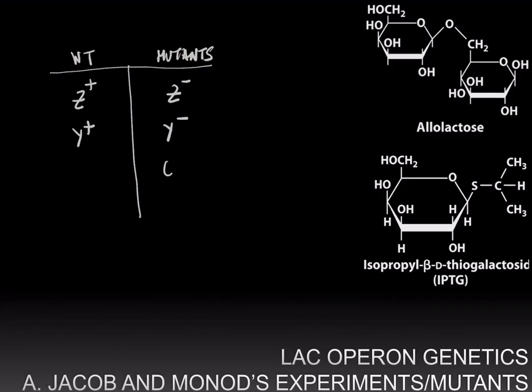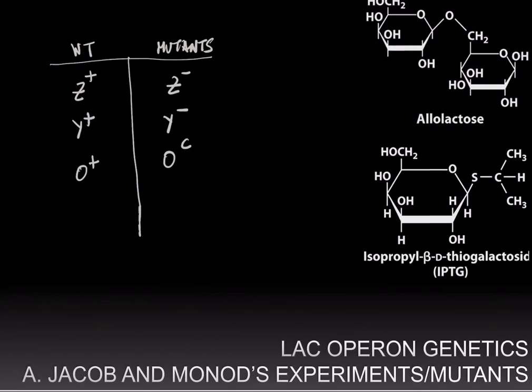A third type of mutant they had was of the operator, O^C, and the wild type is written as O plus, and the O^C strain of E. coli has a mutant operator sequence. And the final class of mutants are for the Lac I gene that makes a repressor. There are two of them. There's I minus and I^S, where the wild type is written as I plus.